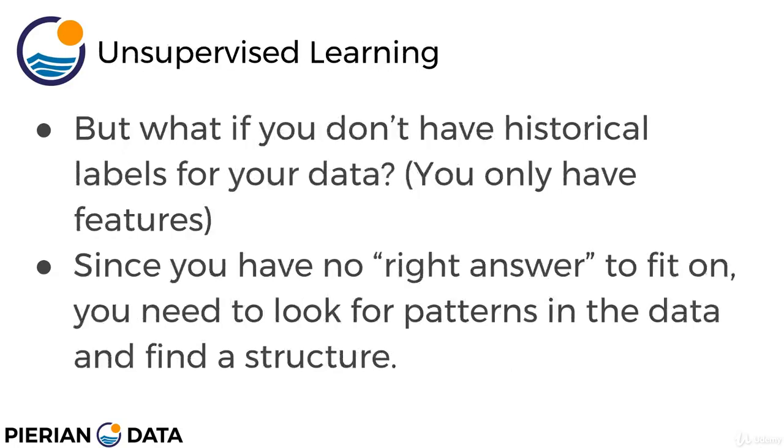Now the question arises, what if you don't have historical labels for your data? You only have features. Since you technically have no right or correct answer to fit on, that is, you have no label, you actually need to look for patterns in the data and find the structure. And this is known as an unsupervised learning problem, because you don't actually have the labels.